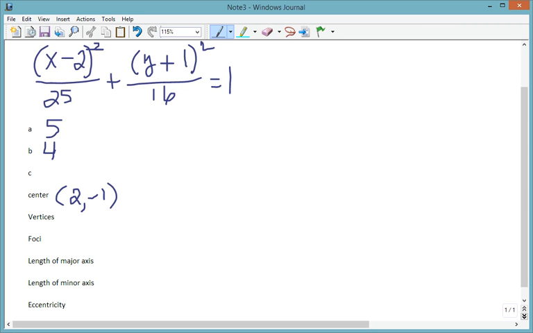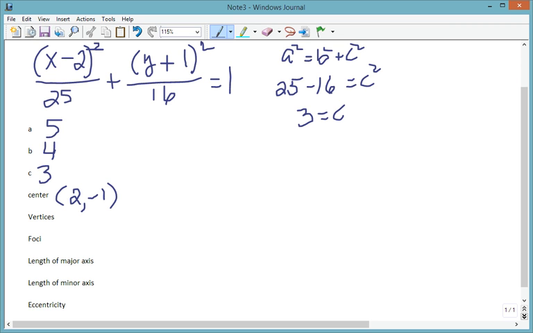We still have the same relationship with A, B, and C. So A squared is equal to B squared plus C squared. So I have 25. B squared is 16. And so C is equal to square root of 9, which is 3.